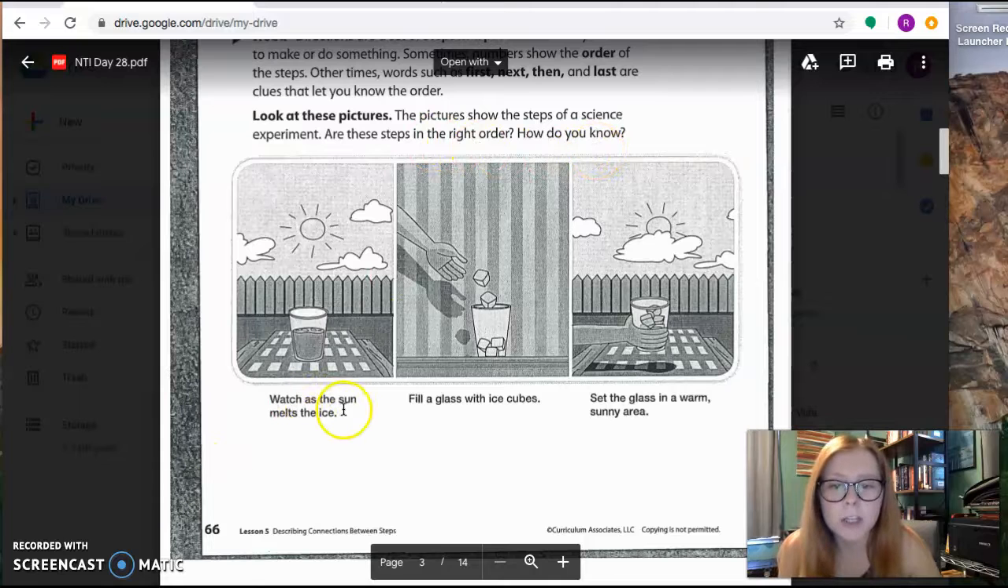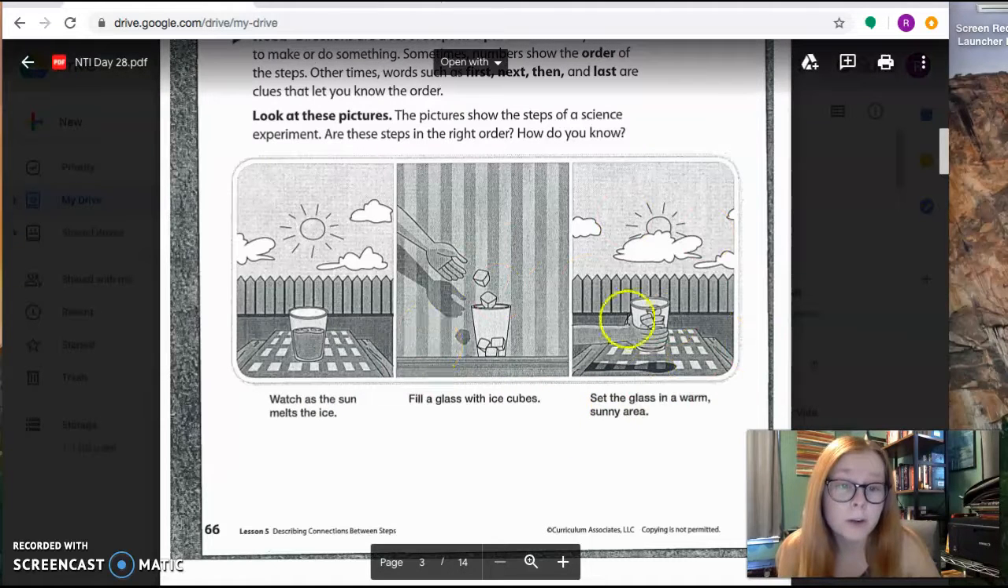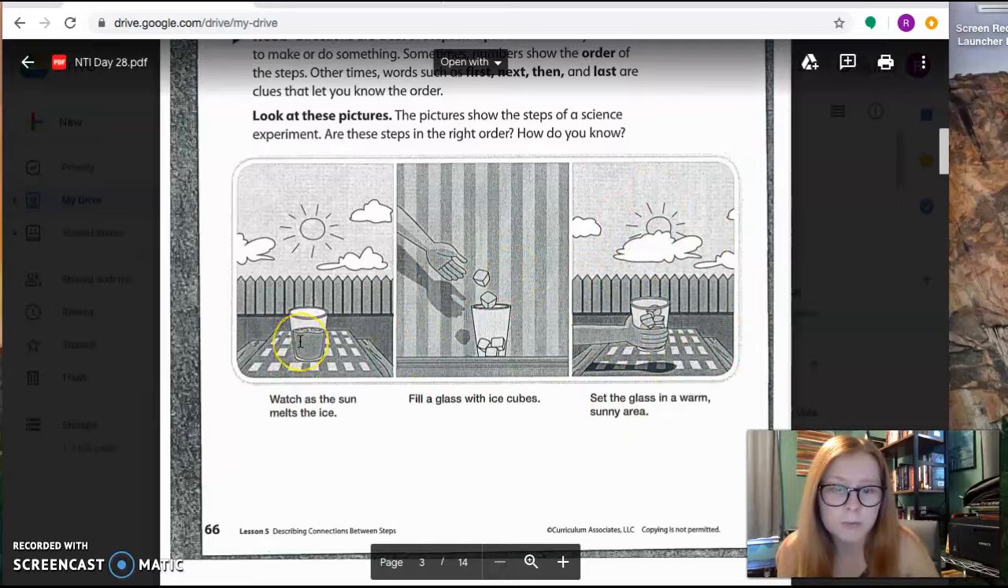So it says, watch as the sun melts the ice. Fill a glass with ice cubes. Set this glass in a warm, sunny area. Are those in the correct order is the first thing we have to ask ourselves. Would this happen first? Or which picture would be first?